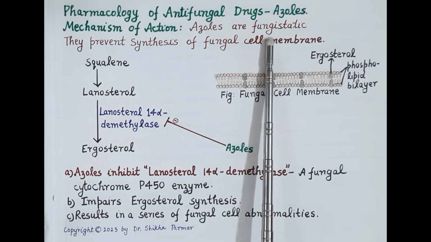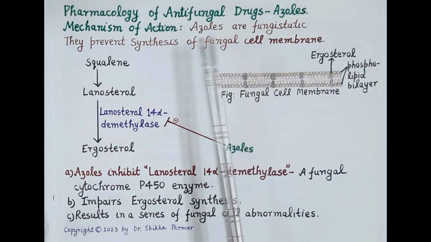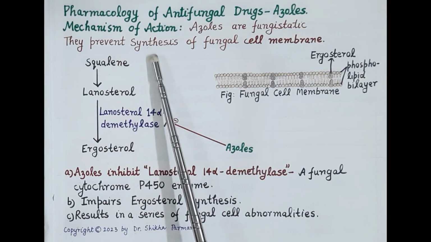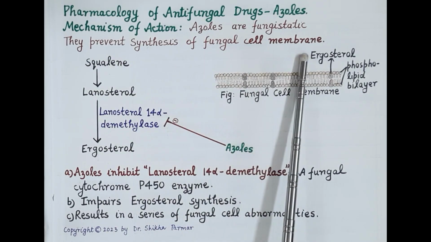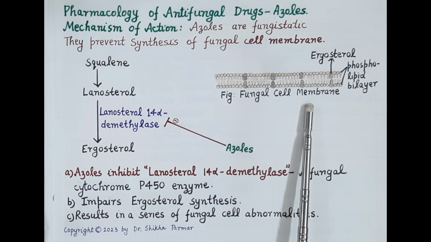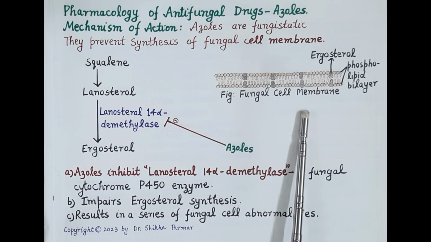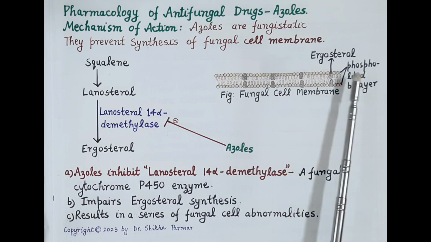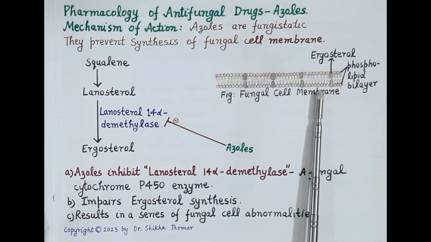Now azoles are fungistatic, that means they inhibit the growth of fungus. Imidazoles and triazoles all have the same mechanism of action. These drugs prevent synthesis of fungal cell membrane. Now look at this figure, it represents structure of a fungal cell membrane. Like the human cell membrane, fungal cell membrane is also made up of a phospholipid bilayer.